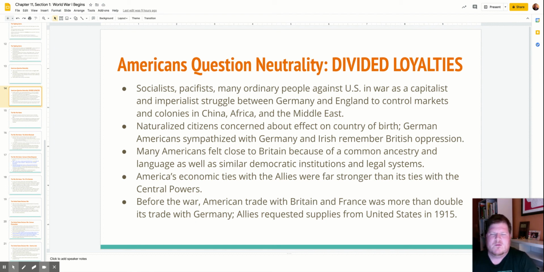So before the war, American trade with Britain and France was more than double its trade with Germany.